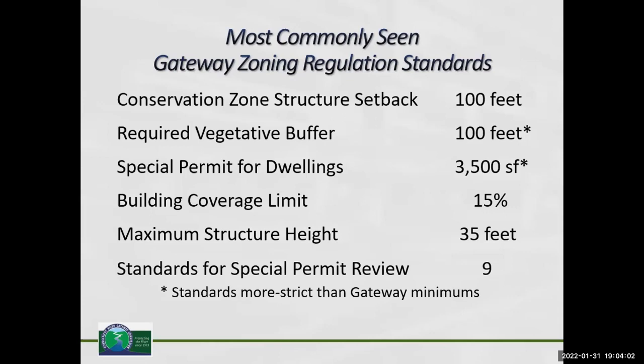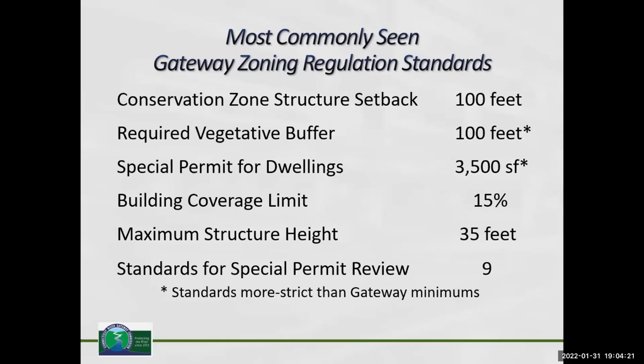Special permit for dwellings. When a residential structure is over 3,500 square feet in total area, there's a requirement for the local zoning authority, in the case of Saybrook, the zoning commission, to perform a special permit application, and that includes a public hearing.